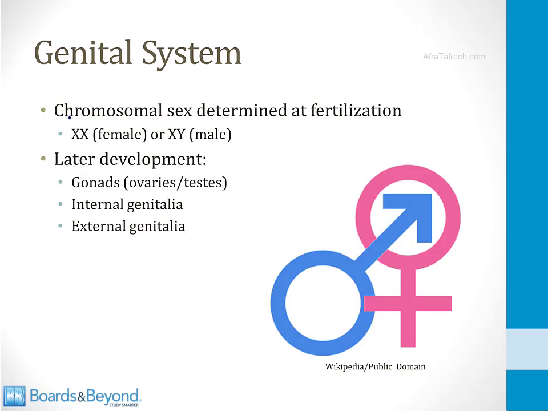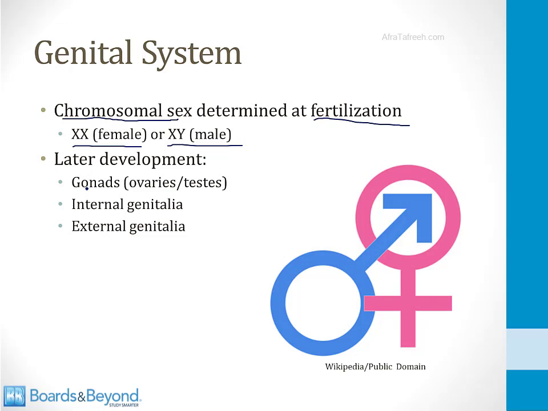So first of all, you should be aware that the chromosomal sex of a fetus is determined at fertilization. A fetus with two X chromosomes is female and a fetus with an X and Y chromosome is male. Now later the fetus will develop gonads, which are the ovaries and testes, and internal and external genitalia. And if the baby develops normally, the gonads and genitalia will match the chromosomal sex.